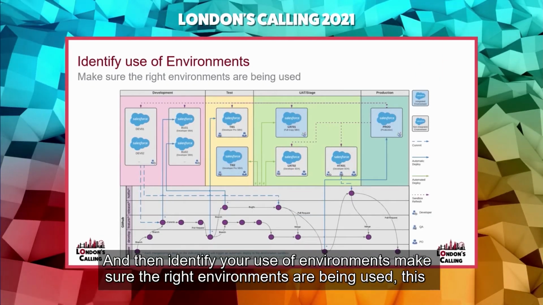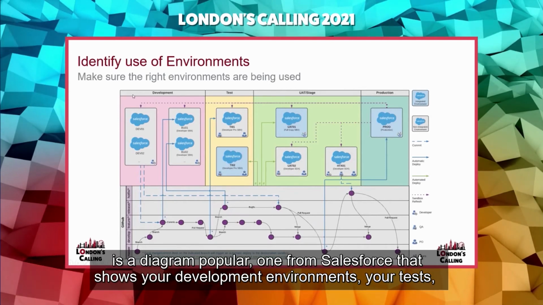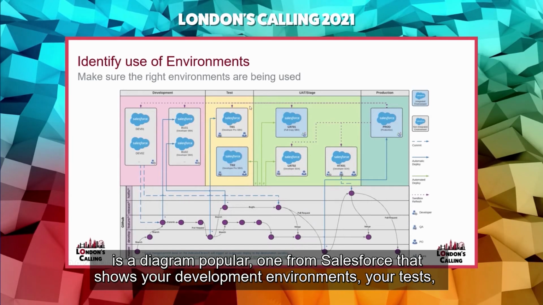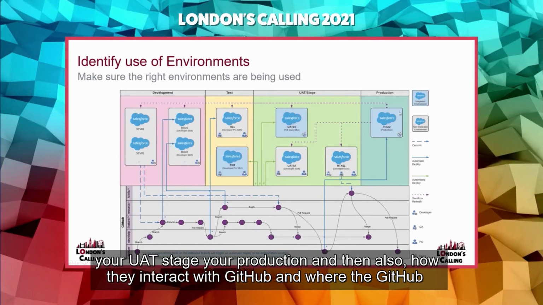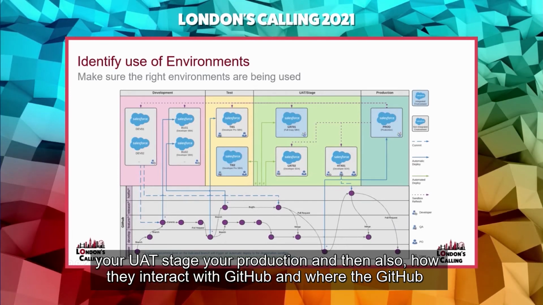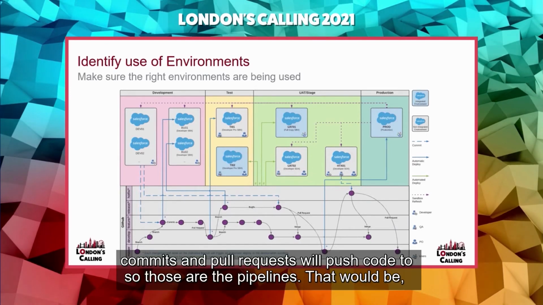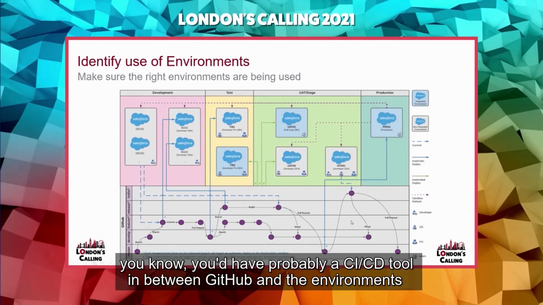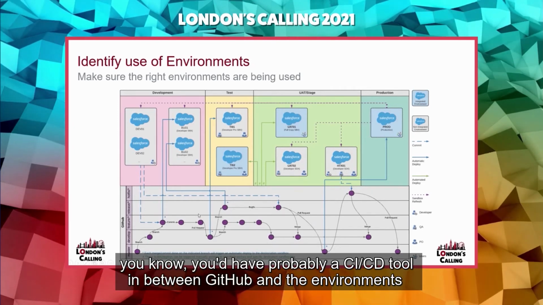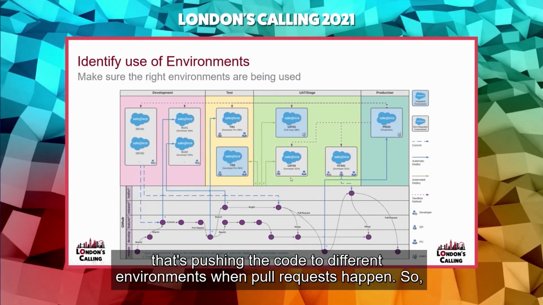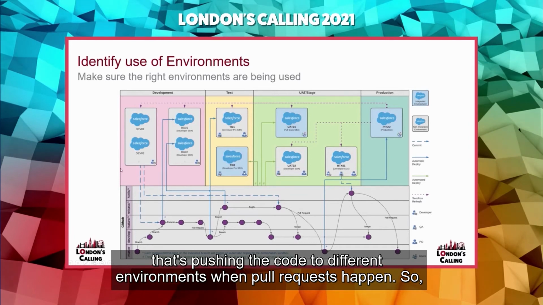And then identify your use of environments. Make sure the right environments are being used. This is a popular diagram from Salesforce that shows your development environments, your tests, your UAT stage, your production, and also how they interact with GitHub, and where the GitHub commits and pull requests will push code to. Those are the pipelines, where you'd probably have a CI/CD tool in between GitHub and the environments that's pushing the code to different environments when pull requests happen.